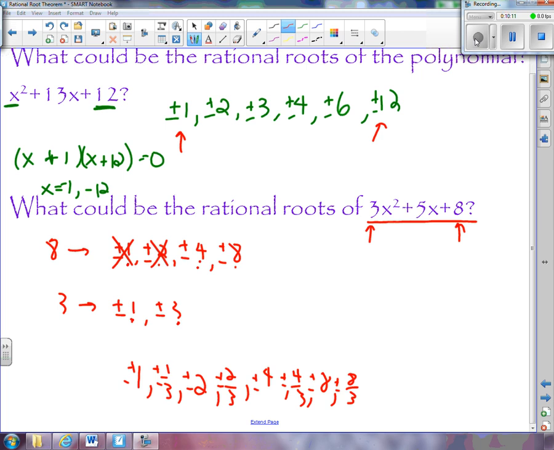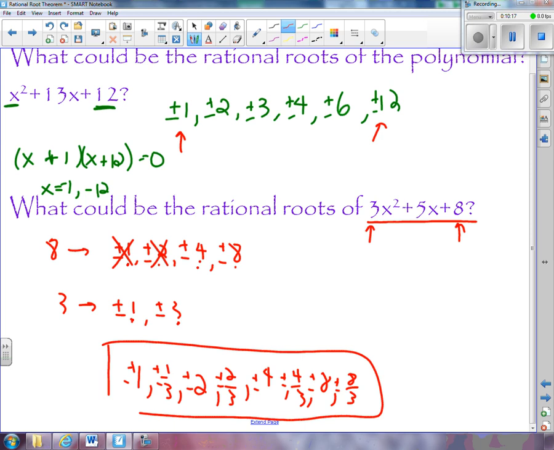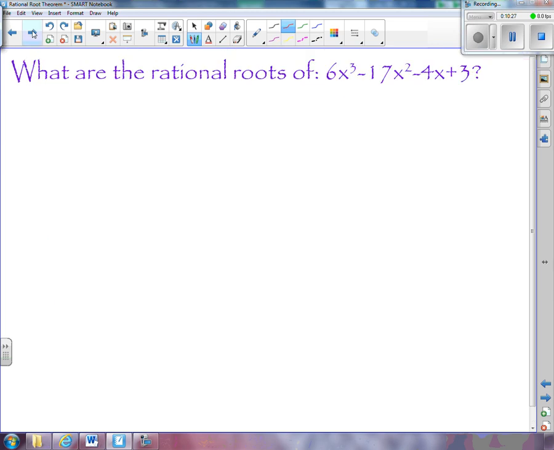So if I were trying to divide this polynomial, I could just pick any one of these to get started with. I know that this seems like a lot, and it doesn't seem like this helps at all, but if you didn't have this theorem, you'd just be guessing about what could go into this polynomial. So let's try this example.